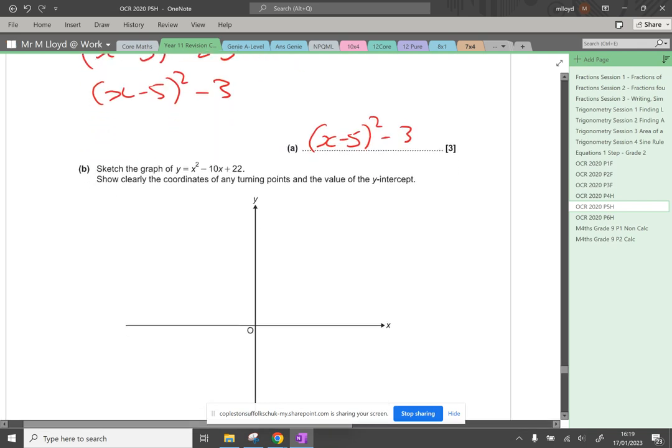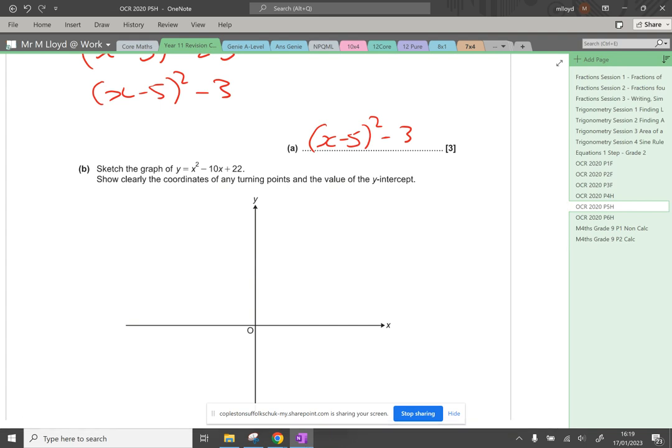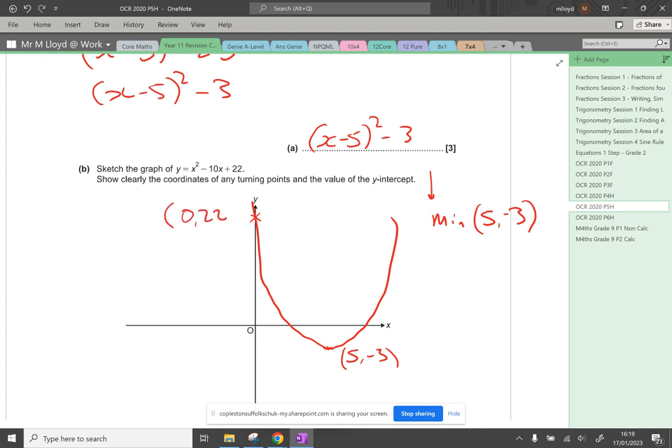Right, so I know this graph is going to cross at 22. I probably want to put that a bit higher. And then our next bit, we know that our minimum point is going to be at 5 and then negative 3. So that's going to be somewhere there. That's our minimum point. So up like that. 5, negative 3, and then 22 for that y-intercept. And we don't have to do the solutions because it doesn't ask us for it. So we can just move on.